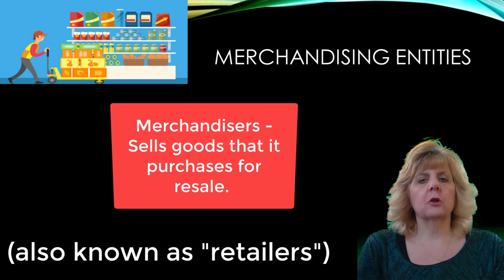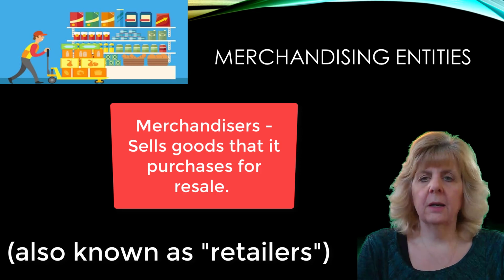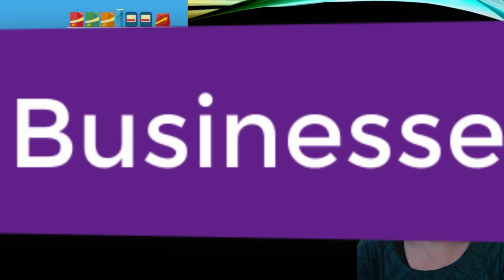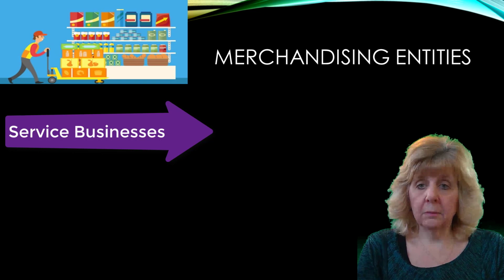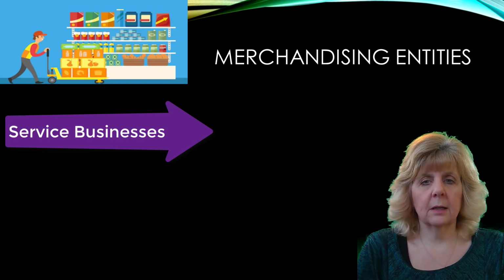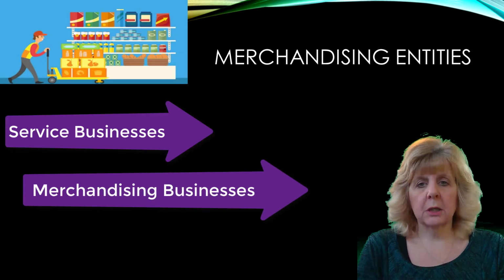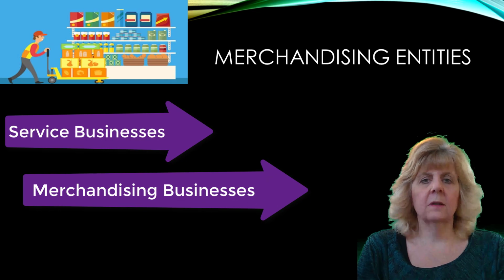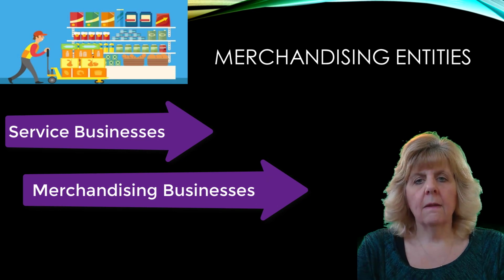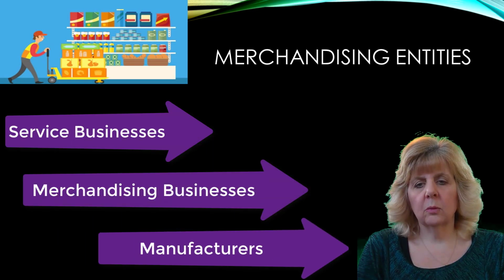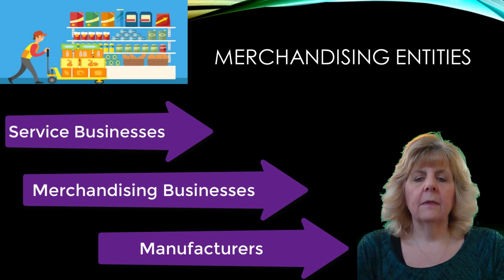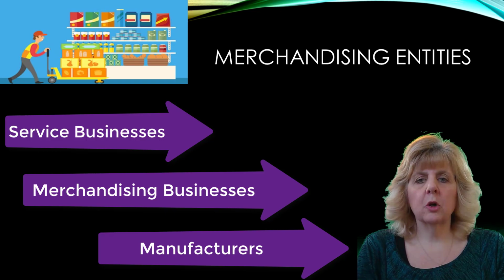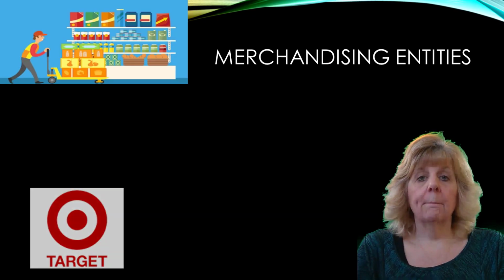There's three major types of business forms, and there's some hybrids as well. The three types of business forms are a service-oriented business, like we just got done studying, a merchandising business, which is the focus of this chapter, and then the manufacturing businesses, which actually create the goods that you and I use every day. This chapter focuses on merchandising entities.